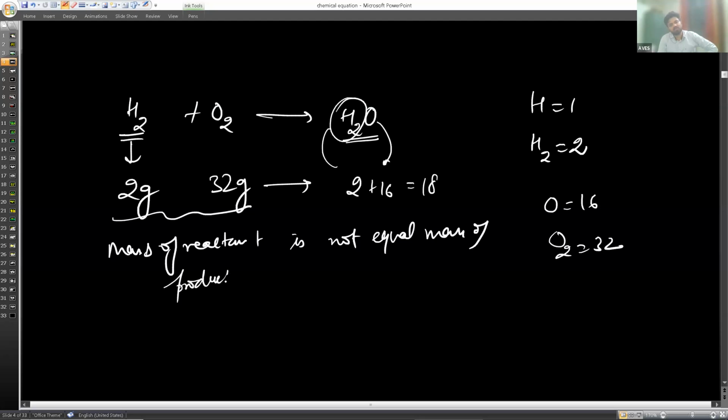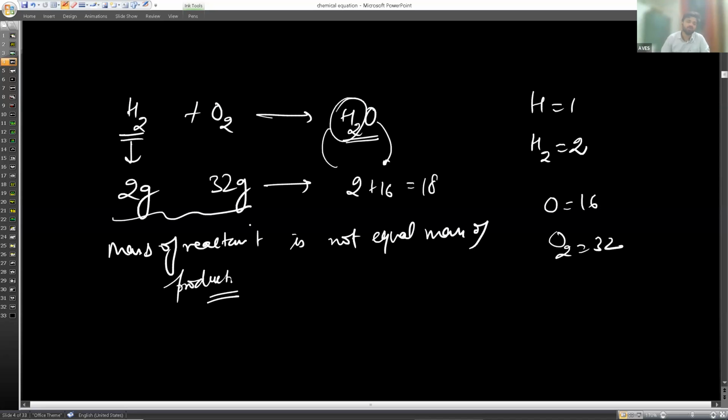But according to the law of conservation of mass, mass can neither be created nor destroyed during a chemical reaction. We can convert mass into energy, but that is in nuclear reactions, not in chemical reactions. Got it? Total mass before and after the reaction should be equal. Right? Yeah, it should be equal.